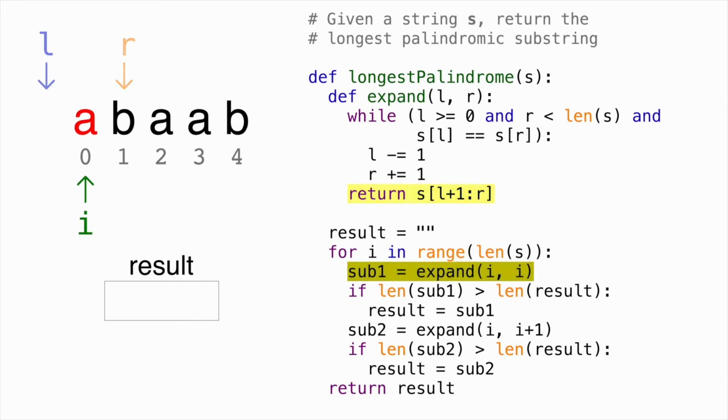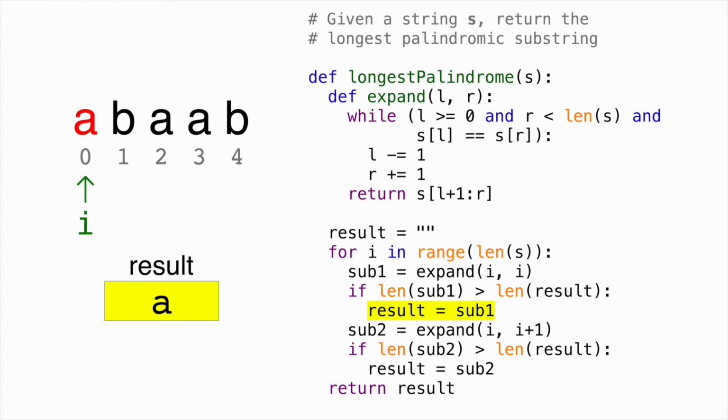Now we return back to the main function, and sub1 is A. Now we'll compare sub1 to our result variable. If the length of the substring we just found is greater than the length of result, like it is here, then we'll update result to be sub1. In other words, the result variable always holds the longest substring encountered so far.